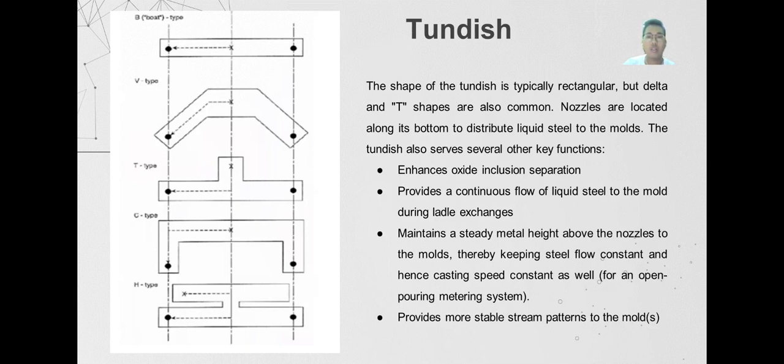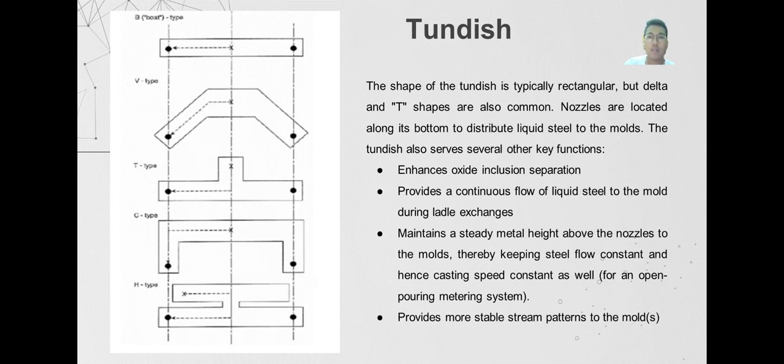The tundish also serves several other key functions. For example, a tundish can enhance oxide inclusion separation through several actions, such as using a long nozzle, both from the ladle to the tundish and from the tundish to the mold, and then installing tundish plugs on the top of the tundish to capture inclusions, and then introducing argon gas into the tundish to encourage the inclusions to react with the plugs at the top of the tundish.